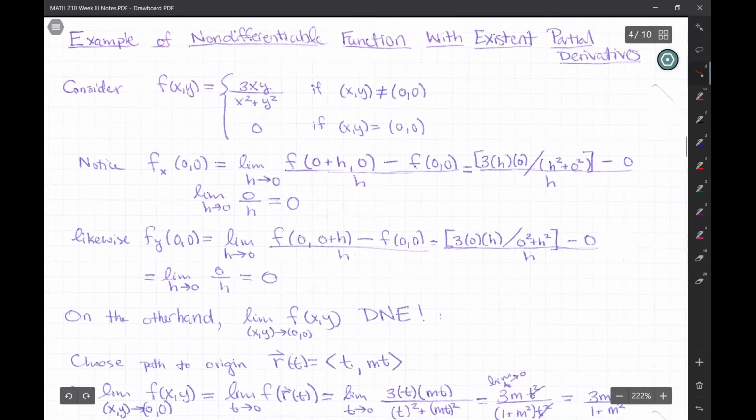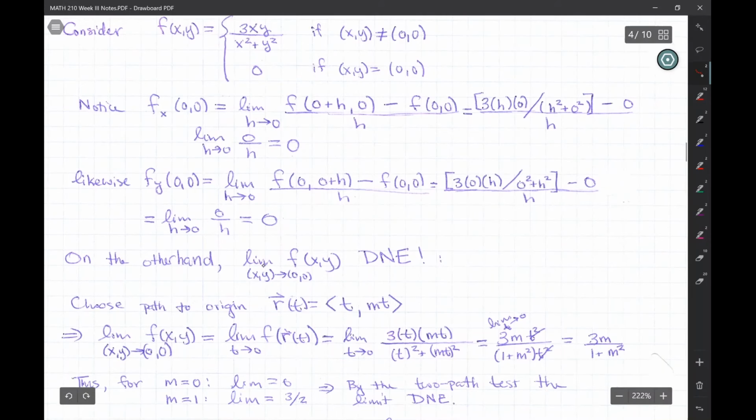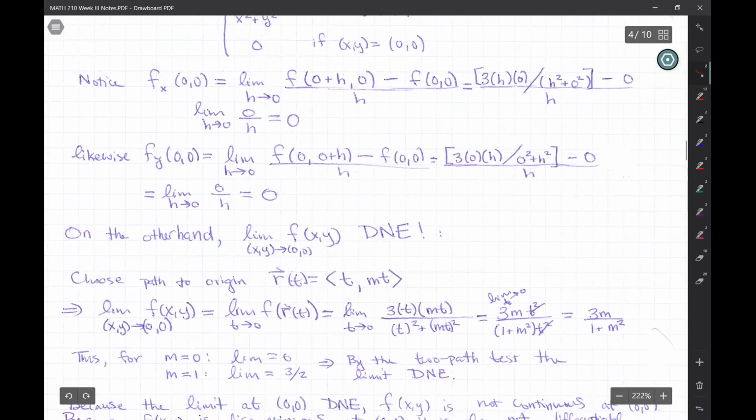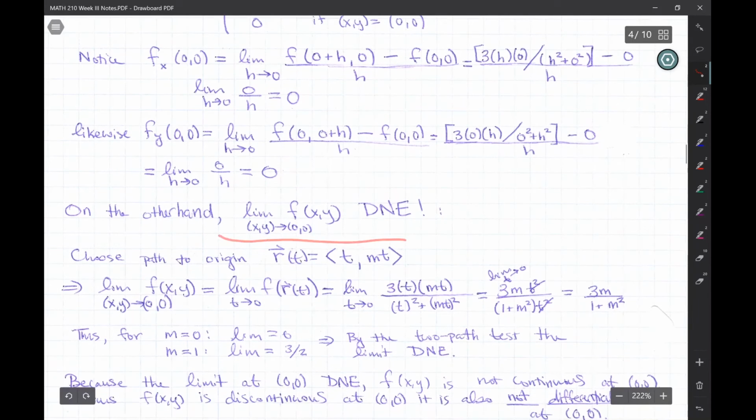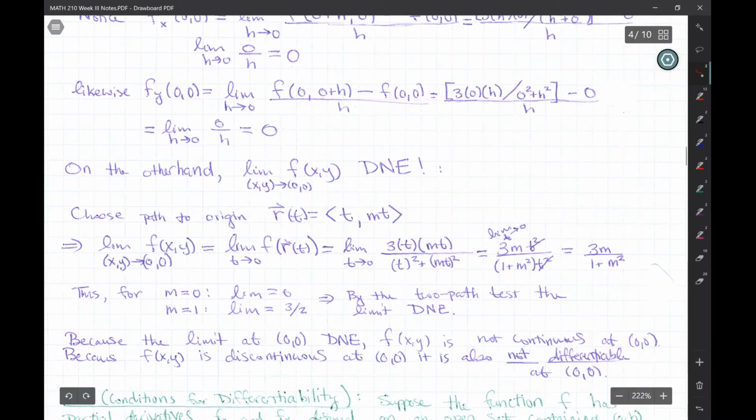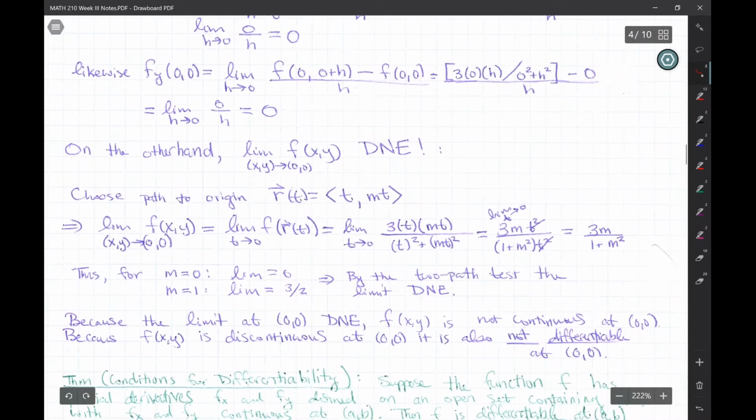On the other hand, this function does not have a limit at the origin. The limit does not exist. And if the limit doesn't exist, it's not continuous. And if it's not continuous, it cannot be differentiable, okay, because differentiability implies continuity. So if it's not continuous, then we know that it can't be differentiable. And how do we know that this function does not have this limit? Well, we just do the two-path test.